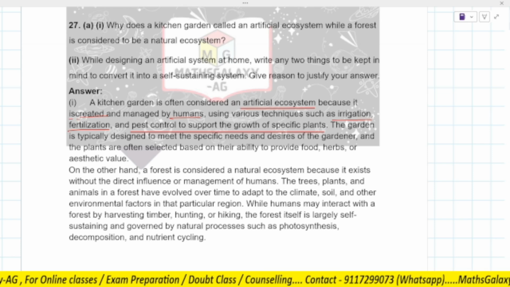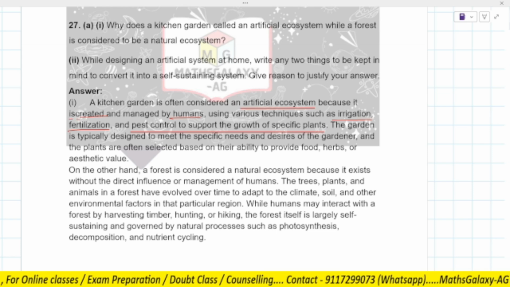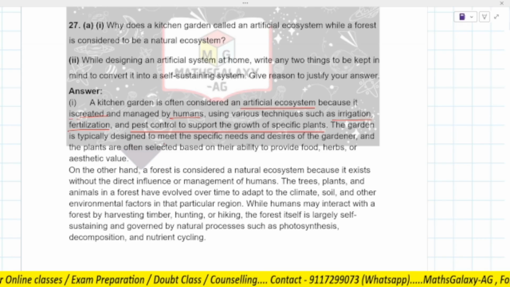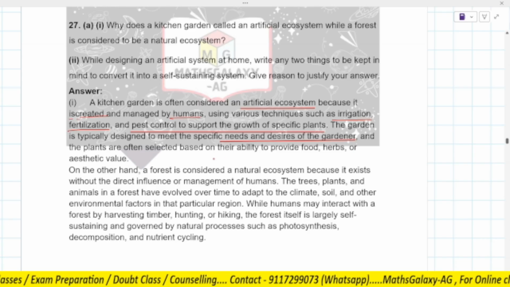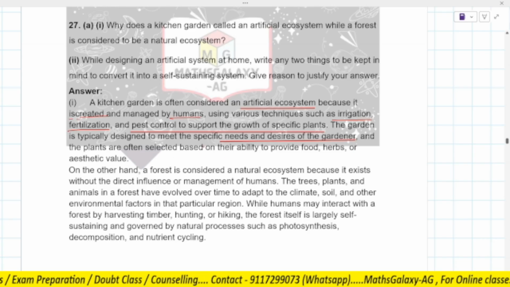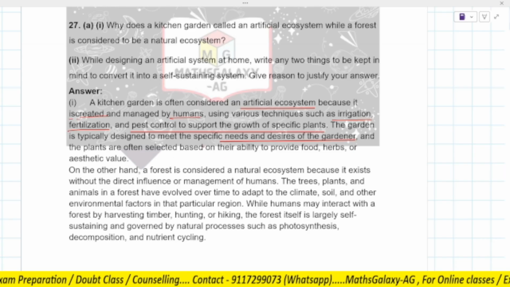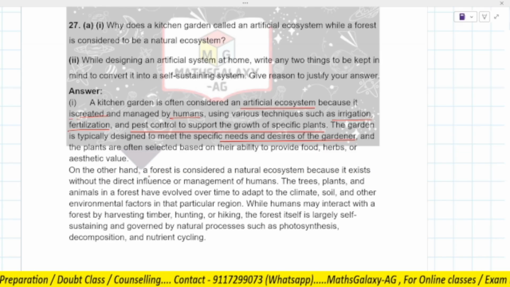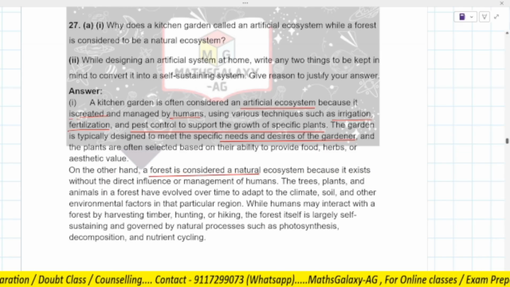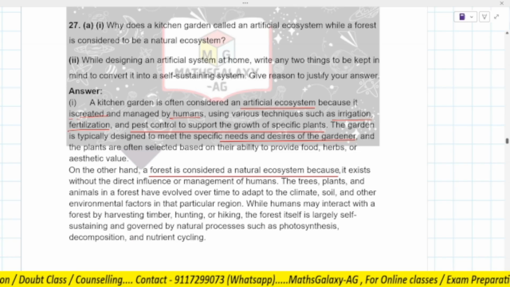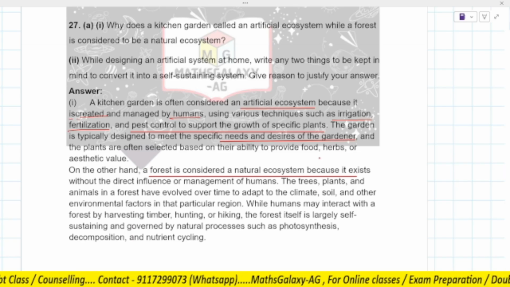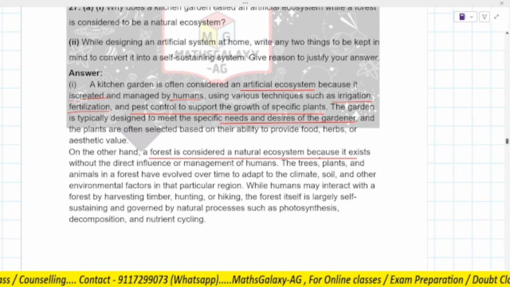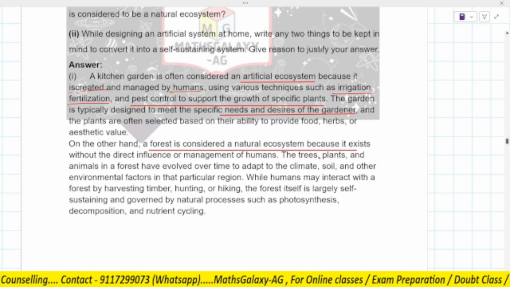Various irrigation and fertilizer, and the garden is typically designed to meet the specific needs and desires of the gardener. And the plants are often selected on the basis of the food or herbs they provide. On the other hand, a forest is considered a natural ecosystem because it exists without the direction, influence, or management of humans.